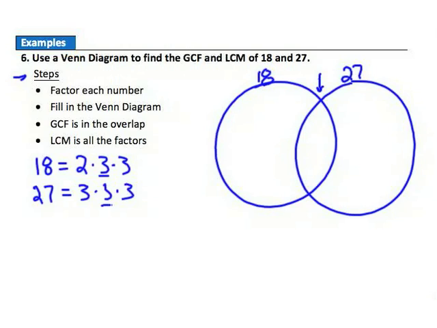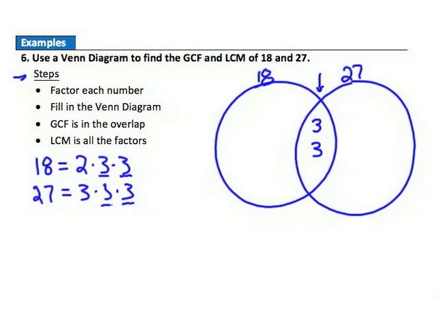Notice I only need to write it once because it gets counted in the circle for 18 and it also gets counted in the circle for 27. Let's go back to our list of factors. They have another pair of 3's in common. So again, I'm going to list that 3 one time in the center, in the overlap.